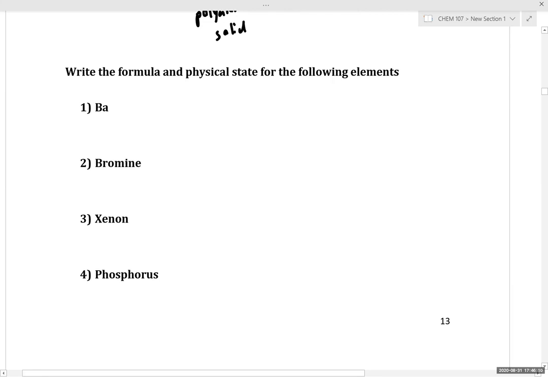And let's try to get some responses in the chat and make sure to indicate which number you're responding to. And make sure to not just write the physical state, but also the formula, following our rules for writing the formula of common elements.